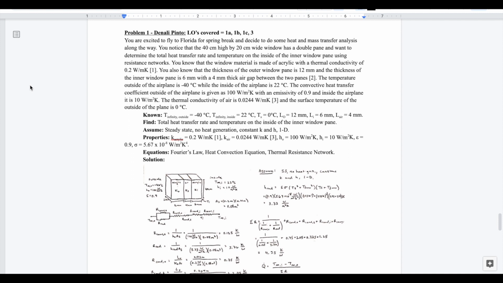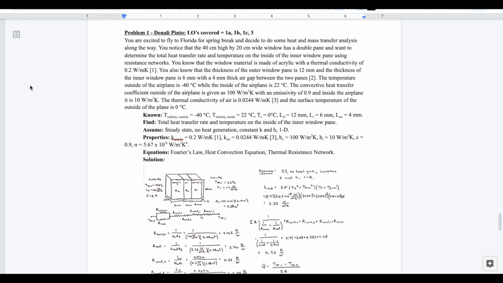For this problem, I will be covering learning outcomes 1A, 1B, 1C, and 3. The goal of this problem is to calculate the total heat transfer rate as well as the temperature on the inside of the airplane window by using resistance networks.